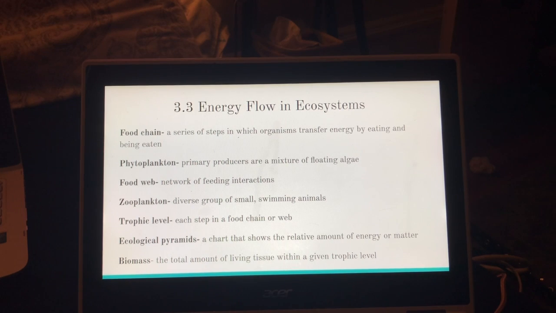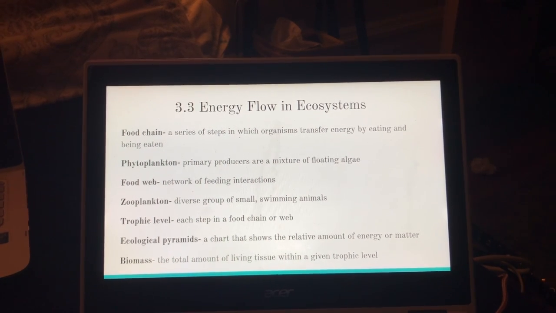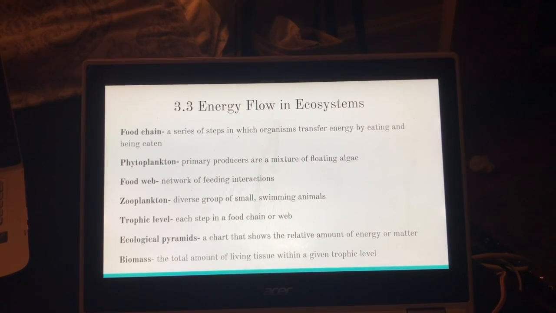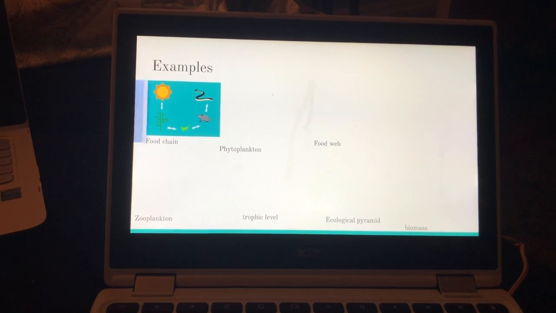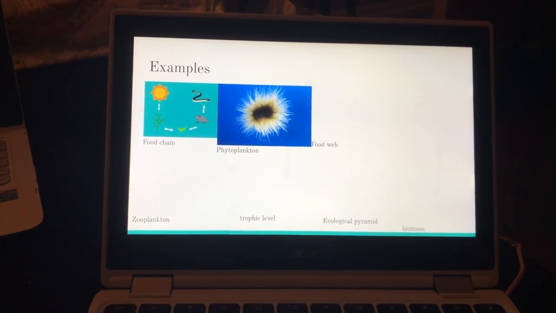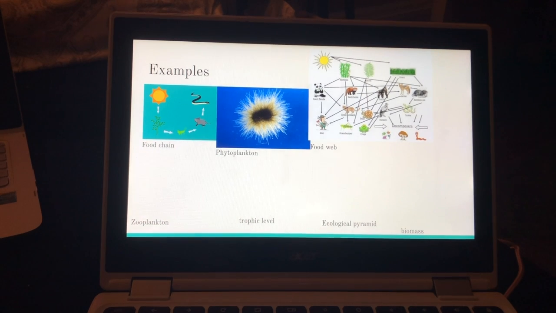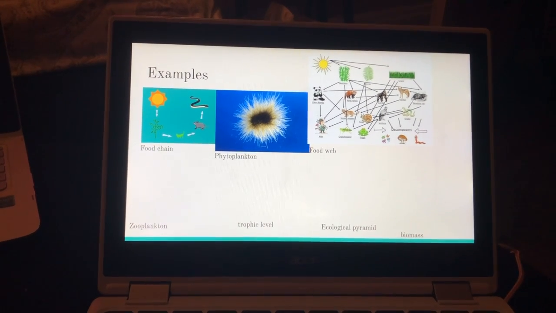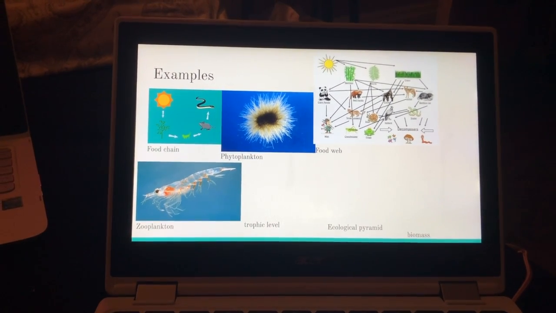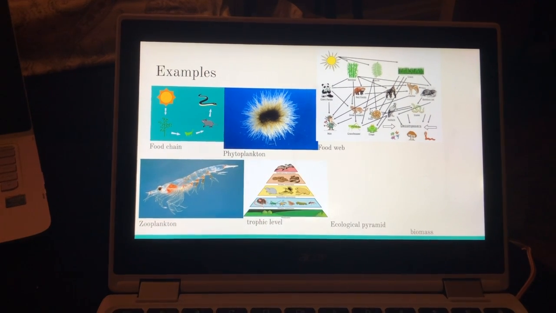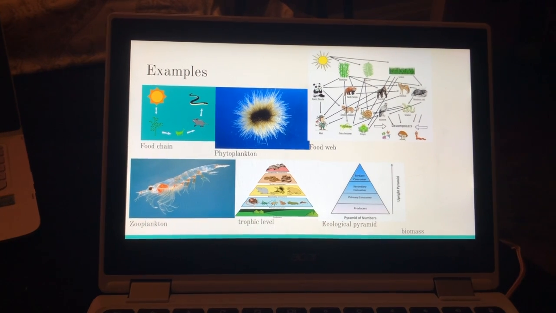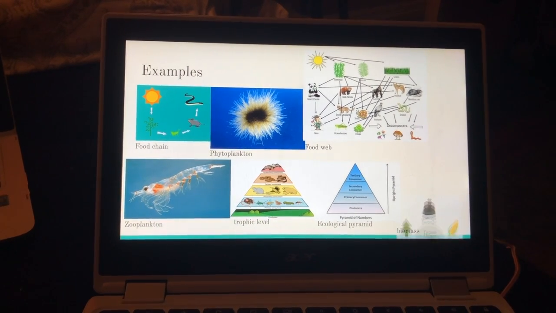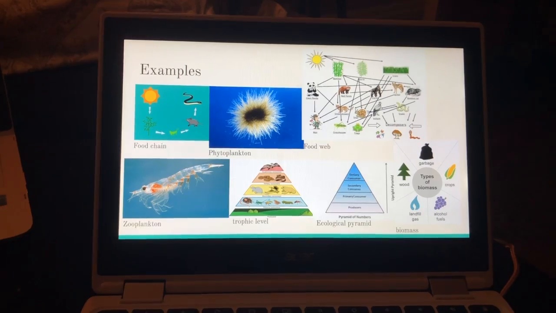Ecological pyramid, a chart that shows the relative amount of energy or matter. Biomass, the total amount of living tissue within a given trophic level. This is a diagram of a food chain. This is a picture of a phytoplankton. This is a diagram of a food web. This is a zooplankton. This is a diagram of the trophic levels. This is another diagram of the ecological pyramid. And this is an example of biomass.